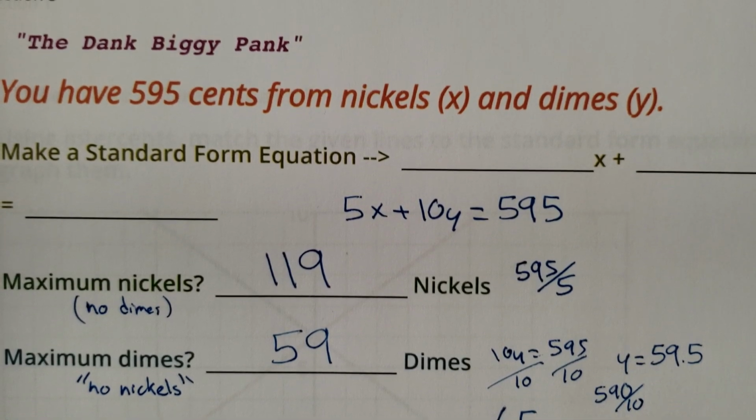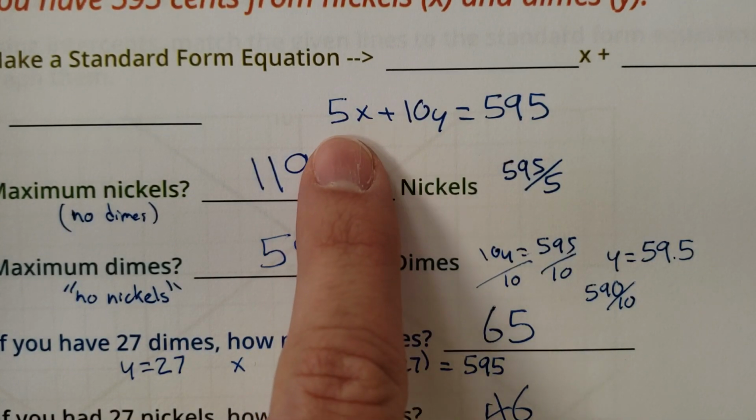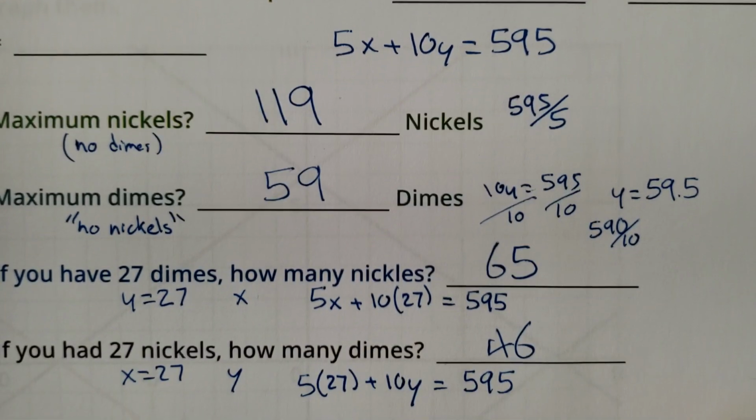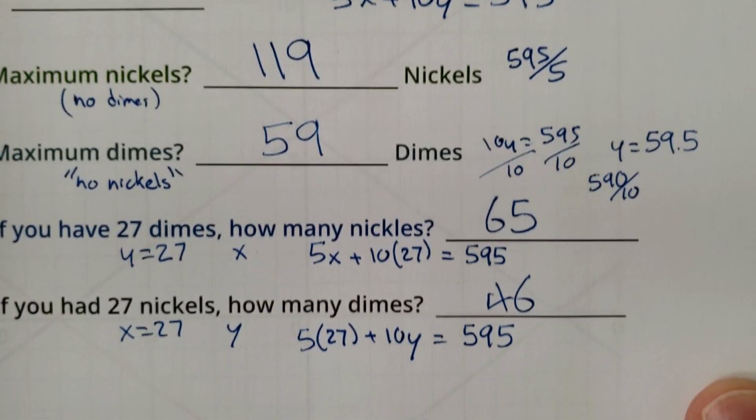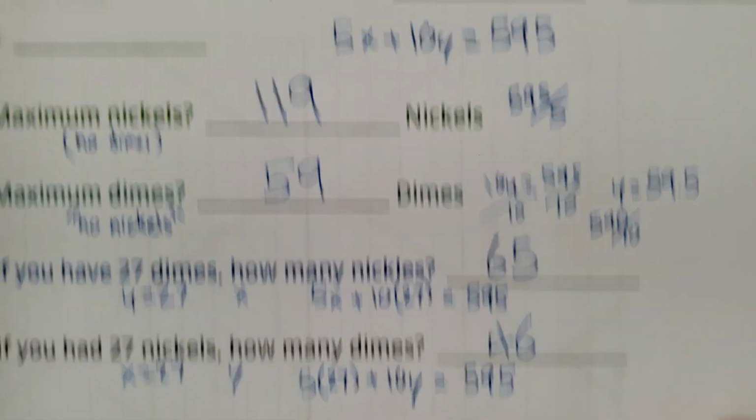So that is the Dank piggy bank. Make yourself a nickel and dime equation. Solve for the max values and solve for the given values. All right, cool. That's it.